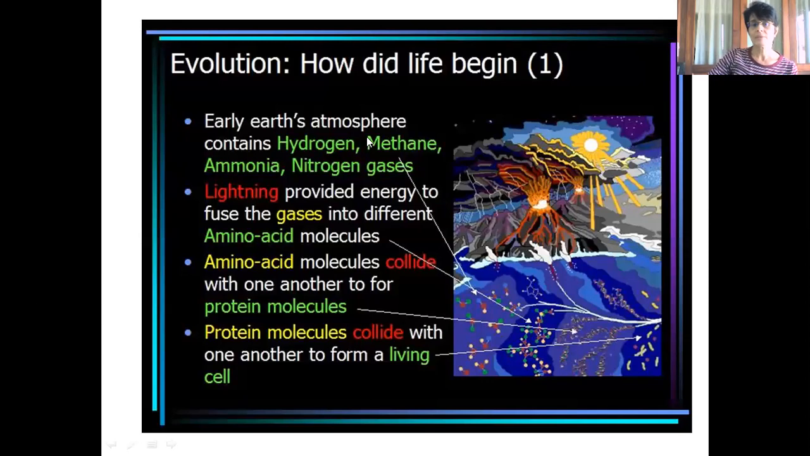So the early Earth's atmosphere was definitely not like it is today. There was hydrogen, there was lots of methane and ammonia. If you think of Handy Andy, much stronger, that smell, nitrogen gases. It was very noxious, toxic. It would be toxic to us now if there was too much of this. And lightning provided the energy for these gases to fuse, and then you got the formation of something like amino acids. And if you remember amino acids, it's hydrogen and carbon, oxygen and nitrogen. And then those amino acids would have collided to form protein molecules and proteins and DNA, and everything else would have eventually somehow combined to form the first living cell.